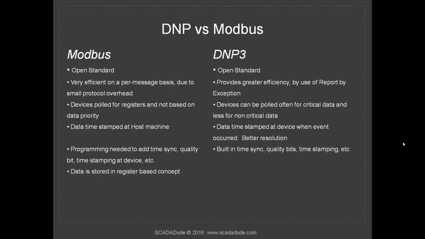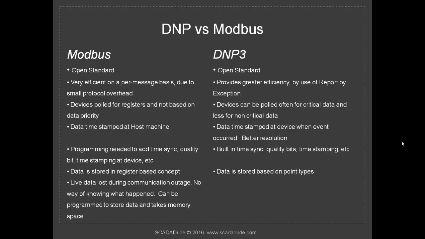In Modbus, the data is stored in registers. So we've got the coil registers, we've got the IOs and all that stuff. In DNP, they do it a little differently. They do it based on points. Now, I kind of like the concept. It gets a little crazy, but I do like it.